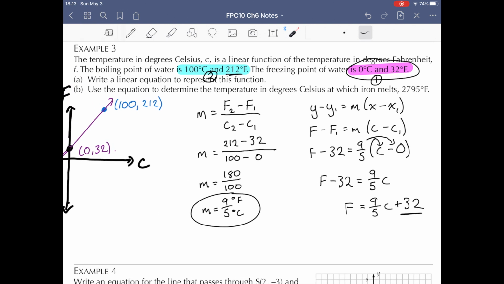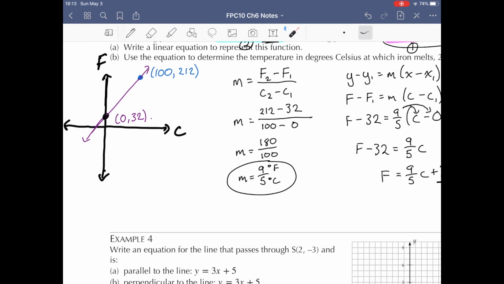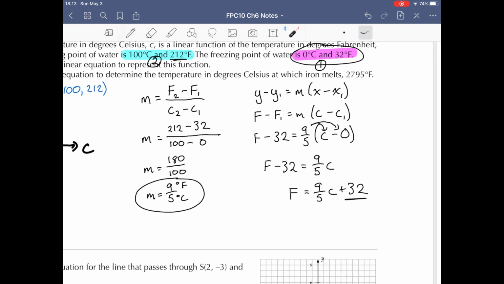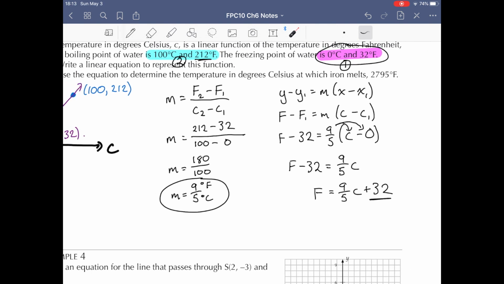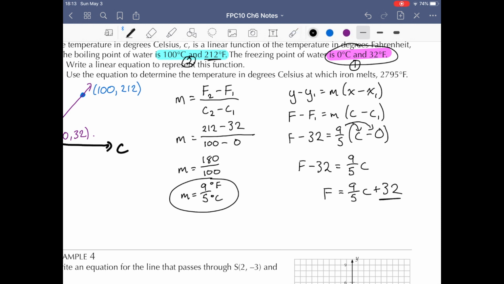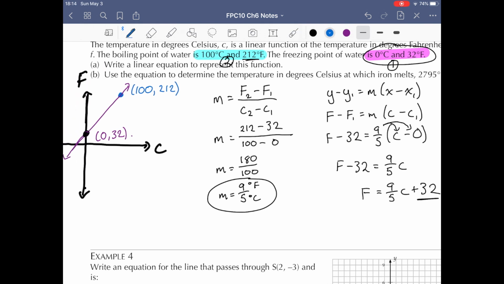Okay. So now use this equation to determine the temperature at which iron melts. So we know a Fahrenheit, and we're asked to figure out a Celsius. I'm out of space here, folks, so I'm just going to squeeze this in over here. Fahrenheit equals 9 over 5 C plus 32. Now we know that our Fahrenheit is 2795.